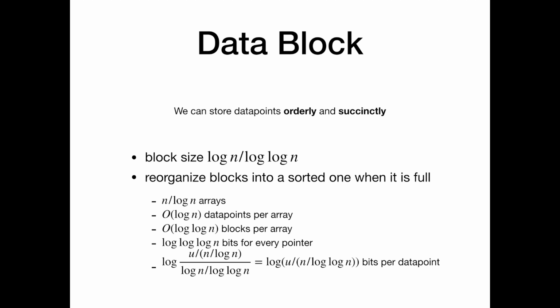In conclusion, there are n over log n extendable arrays. With high probability, every array contains O(log n) data points. Every extendable array consists of O(log log n) data blocks. So, every data point is equipped with a pointer of log log log n bits. We use log(U/n) plus log log log n bits to represent a data point. I will elaborate on this later.